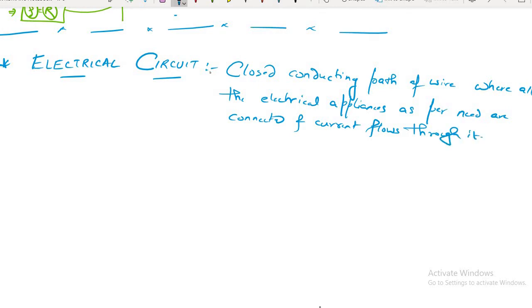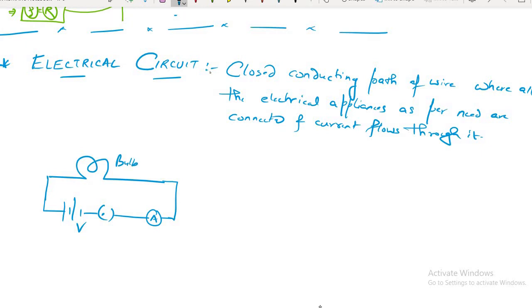Okay, see, what is electric circuit? Suppose I want to light a bulb. So what I will take? First of all I will take a battery and I will take a switch, and how much current is flowing, to check that I will use an ammeter. Yes or no? Understood? So see, this is a closed path. Can you see any wire open here? No. There is no open wire here. Everything is closed. Yes or no? So this is a closed conducting path. It's a closed conducting path made of what? Made of wires. You can see this path is made of wires. Tell me yes or no?